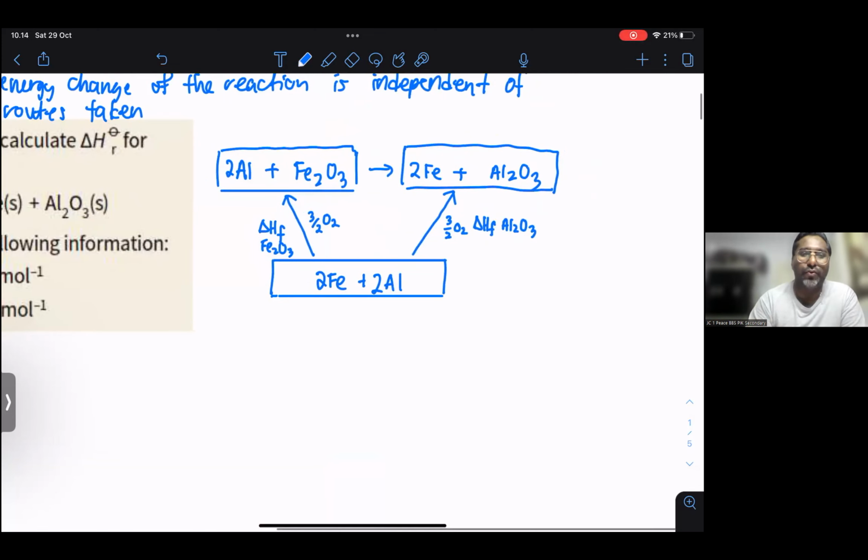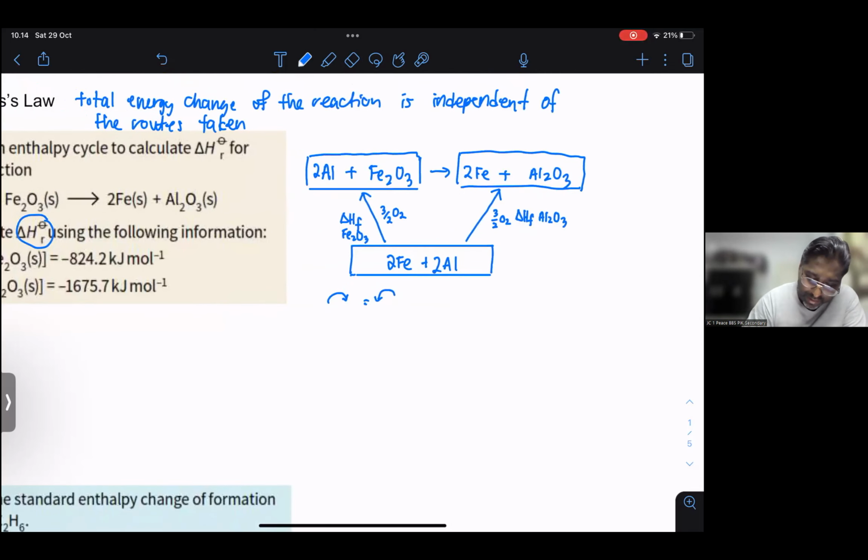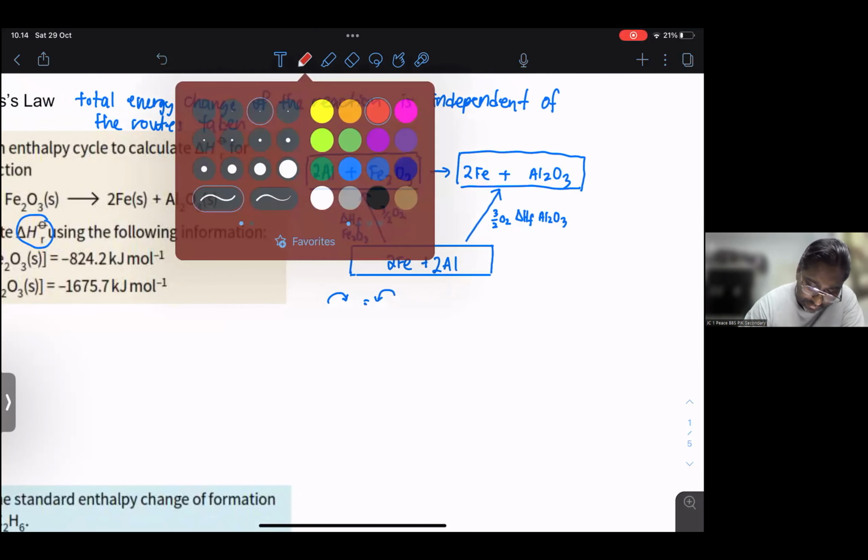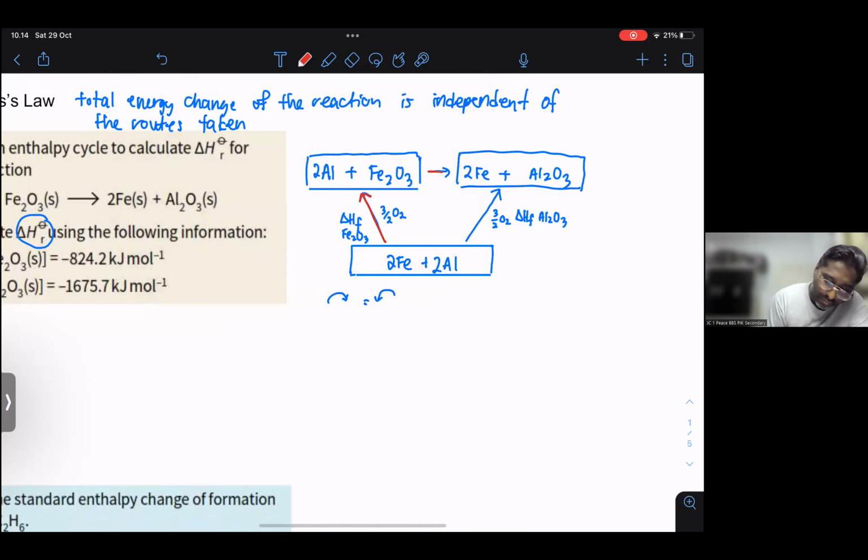Then, you try to use the enthalpy Hess's law to solve this. So this one is actually similar to the second method, which is clockwise equals anti-clockwise. You can see here, the one in red color is going to be clockwise. So this is going to be enthalpy change of formation of Fe2O3.